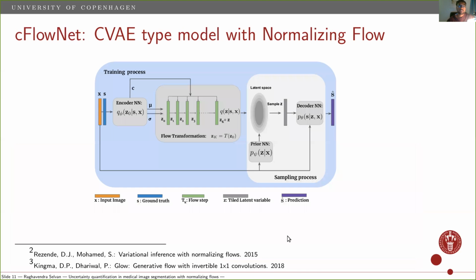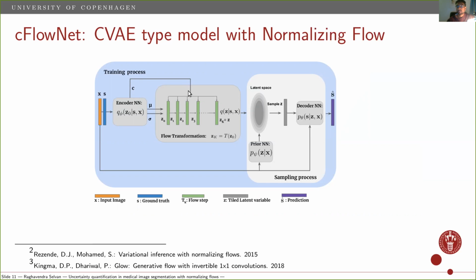Now, putting these together, we obtain our model, conditional flow net, which is basically a CVAE type model with normalizing flow. So now let's look at what the training process would be. Pairs of input and segmentations are given to the encoder neural net, which predicts the mean and the standard deviation of the base random variable in the encoder, Z0, which is then transformed using K steps of flow.